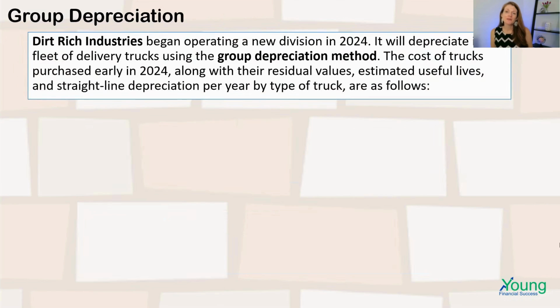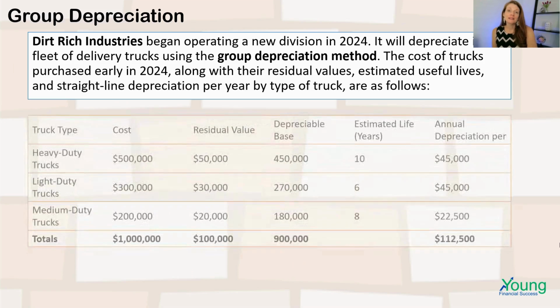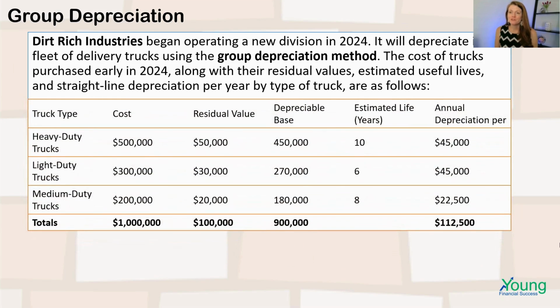They began operations of their new division in 2024. It will depreciate its fleet of delivery trucks using the group depreciation method. The cost of trucks purchased early in 2024, along with their residual values, estimated lives, and straight line depreciation are going to be listed here based on that type of truck. So we have 3 different classifications of these trucks: heavy duty trucks, light duty trucks, and medium duty trucks.